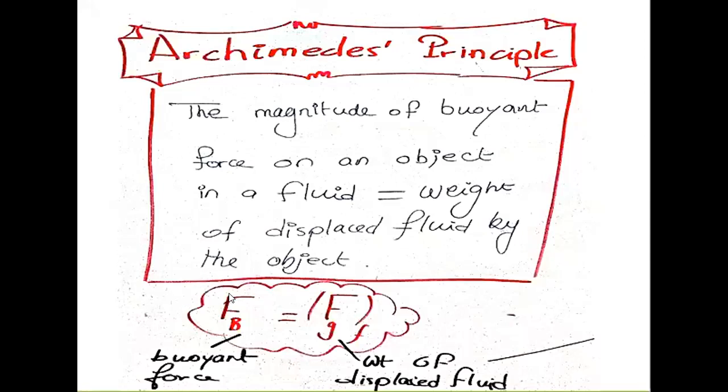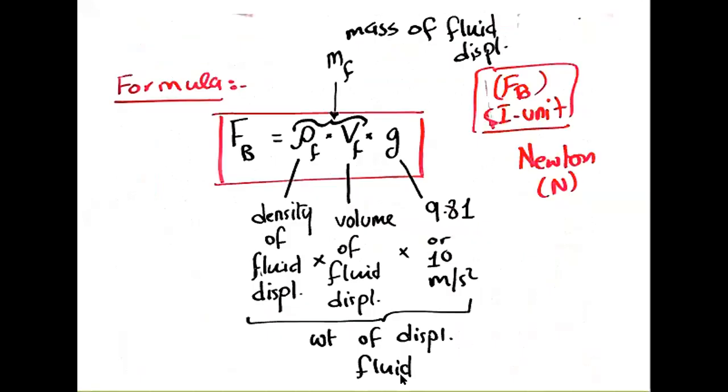And we can represent this statement in a mathematical formula by this short but important formula. Buoyant force F_B equals F_g,f. What's F_g,f? It's the weight of the displaced fluid, where f is the notation for fluid and o is the notation for the object. I hope it's clear. This statement of Archimedes should be memorized like your name.